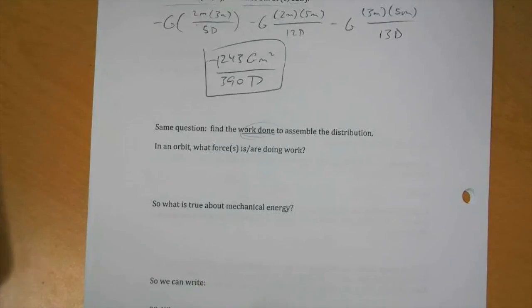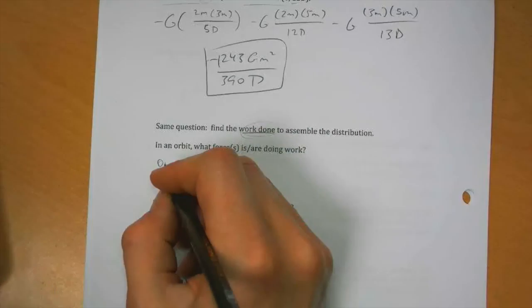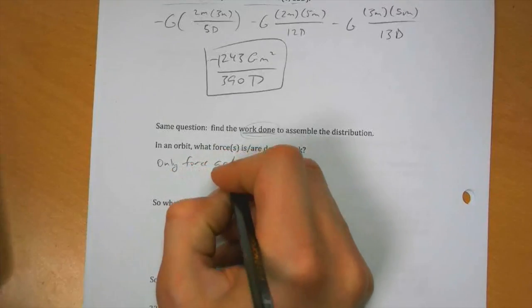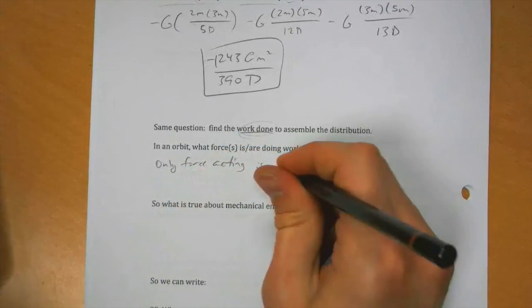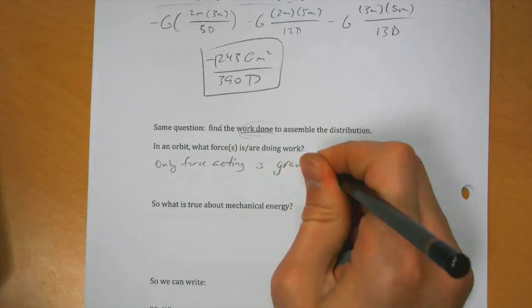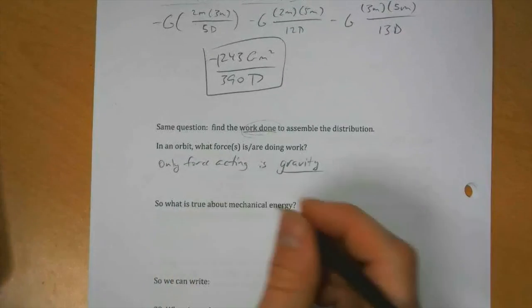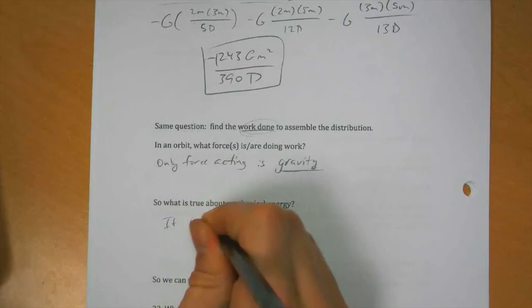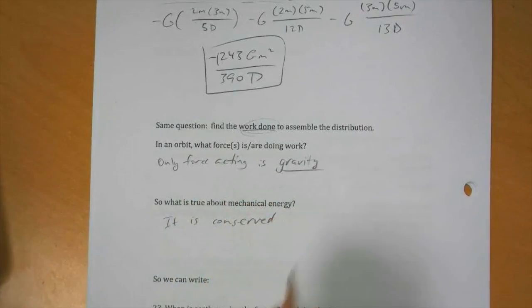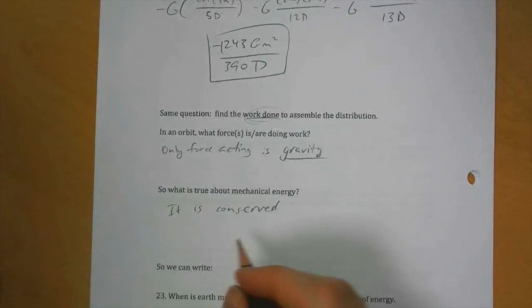So in a planetary orbit, think about what forces are acting, what forces are doing work. Well, the only force acting is gravity. So what is true about mechanical energy? It's going to be conserved because the gravitational force is the only one acting. In a circular orbit, gravitational force does no work. On an elliptical orbit, it is doing work, but either way, gravitational force is conservative, so mechanical energy is conserved.